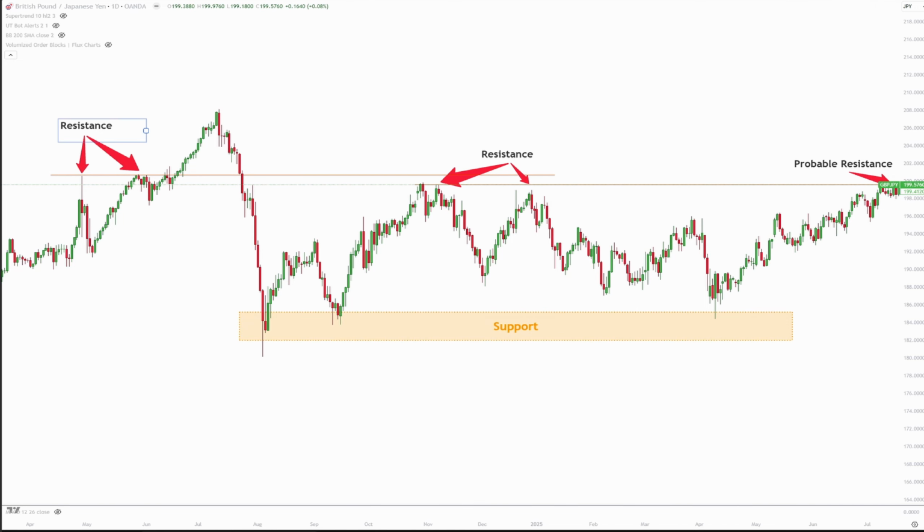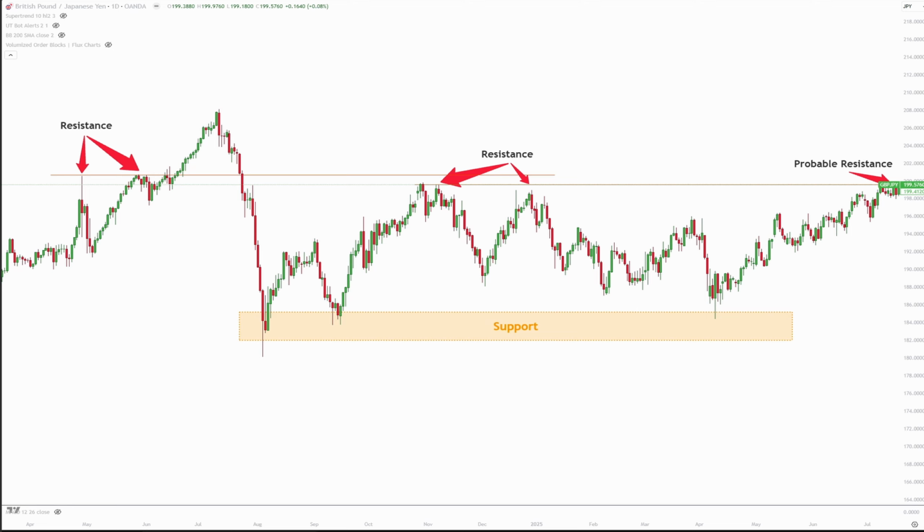Smart money concepts, on the other hand, look at how big players, banks and institutions move the market. They often create liquidity zones, manipulate price, and then move in the opposite direction. Here's how I mark these areas on TradingView.